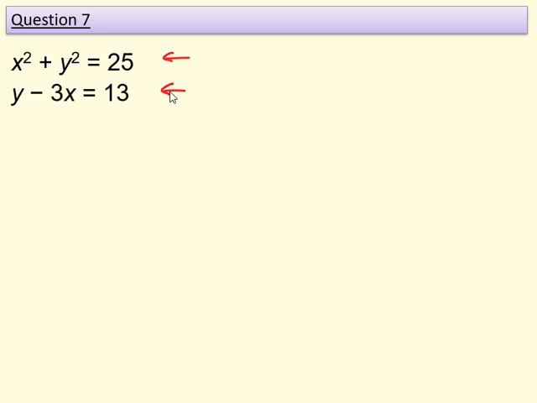And then what we do is we take the second one, the one that hasn't got the x squareds in, and we try and get one of the letters on its own. So the easiest letter to get on its own is probably this y. If we get the x on its own, we have to divide by this annoying minus 3, and we don't want to do that. Okay, so to get the y on its own, we should add the 3x to both sides, and we're left with y equals 13 add 3x.